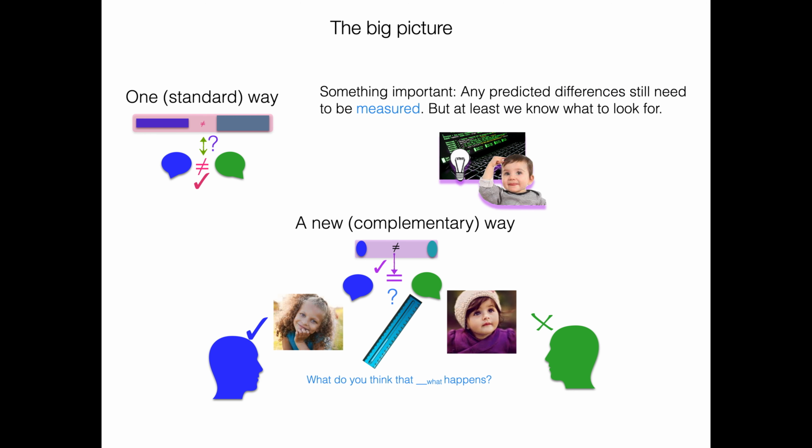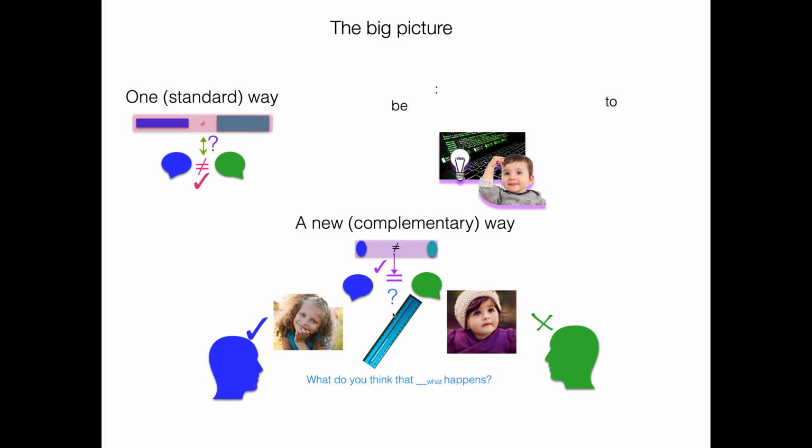And something that's very important to remember is that any predicted differences, or any predicted non-differences, similarities, still need to be measured. But at least we know what to look for. We can focus our behavioral investigations on a very particular type of outcome, right? We can concentrate the efforts there on the basis of the model predictions.